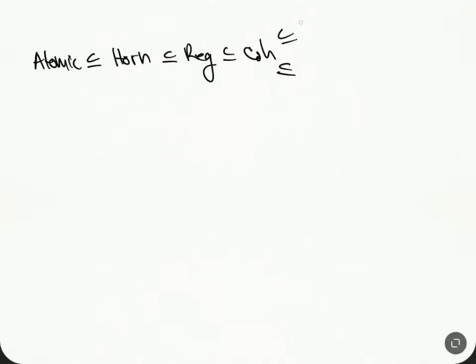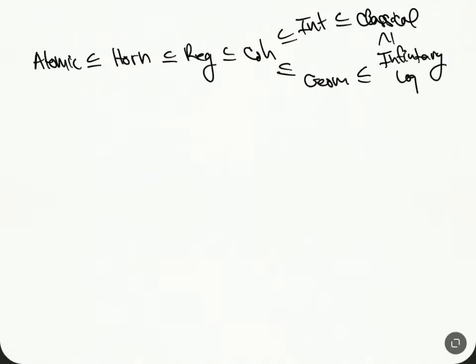So there were these atomic formulas, right? And then inside the atomic formulas there were Horn formulas. Then we had regular, coherent. This split off into intuitionistic and then classical, finite classical first order. This had the geometric, and they both were contained in this infinitary logic. Okay, so we had these different fragments of logic.